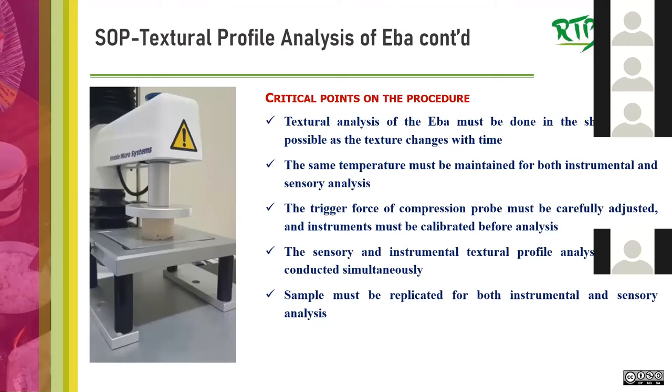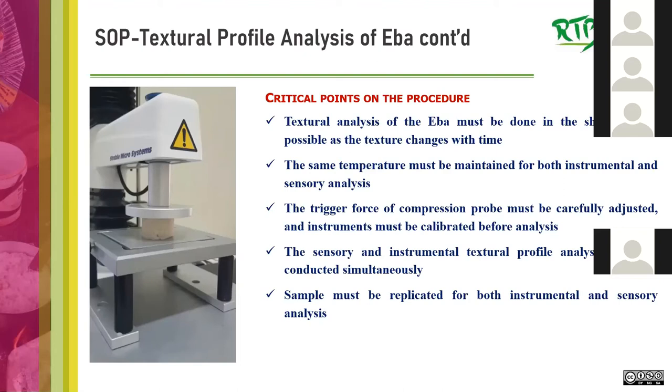The same temperature must be maintained for both instrumental and sensory analysis. That is where we test the temperature of the EBA after we mix it with the mixer, and it has to be the same temperature when we put it in for instrumental analysis. The trigger force of the compression probe must be carefully adjusted, and the instrument must be calibrated before analysis. Finally, the samples must be replicated for both instrumental and sensory analysis.